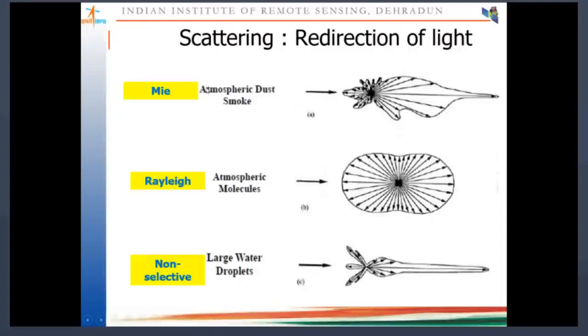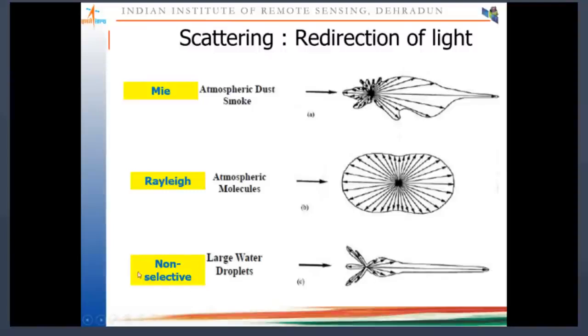Both these types of scattering are also called selective scattering, because both these types of scattering are more prominent for shorter wavelengths compared to longer wavelengths. So the pollution effects or the effects of gases will be more prominent in the blue wavelength region compared to the red or infrared radiation region.